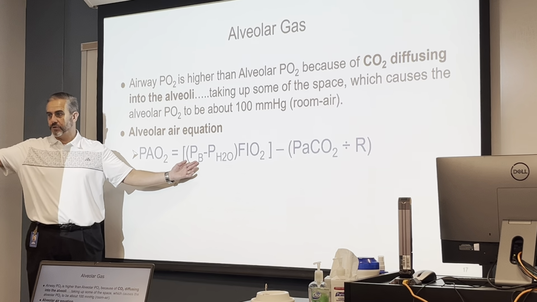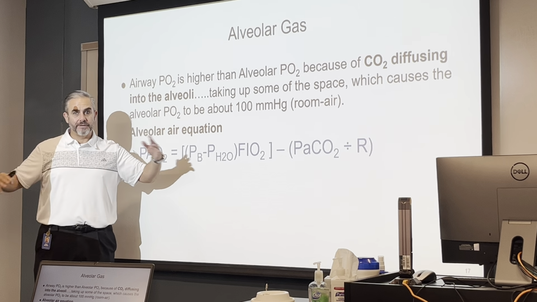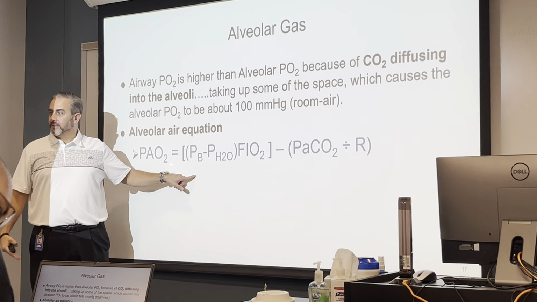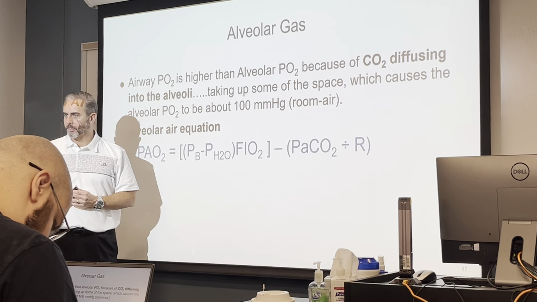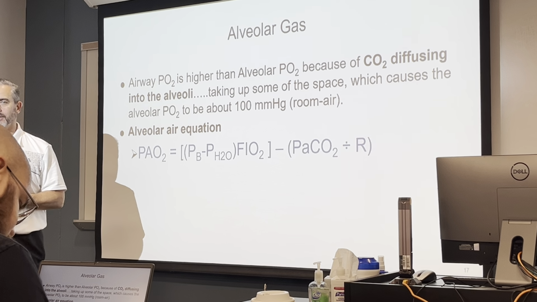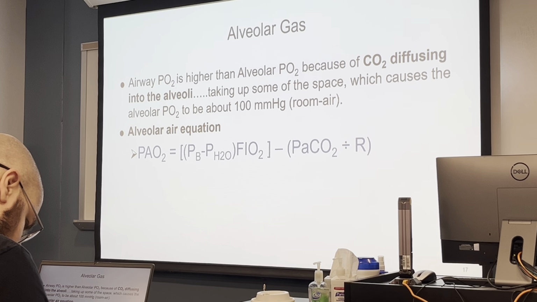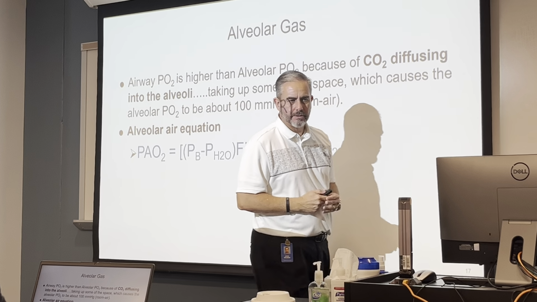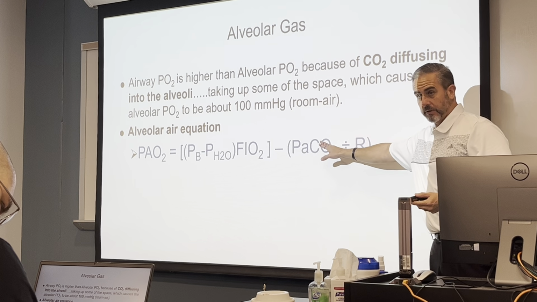Now, barometric pressure, we're assuming at sea level, is 760. What's normal water vapor pressure? 47. That number is not going to change unless we say our patient lives in Denver, Colorado, or some other location where there's a significantly different barometric pressure. But I promise you right now, we're just talking about sea level. I'm not changing our elevation at all. Again, what's respiratory exchange ratio? 0.8.